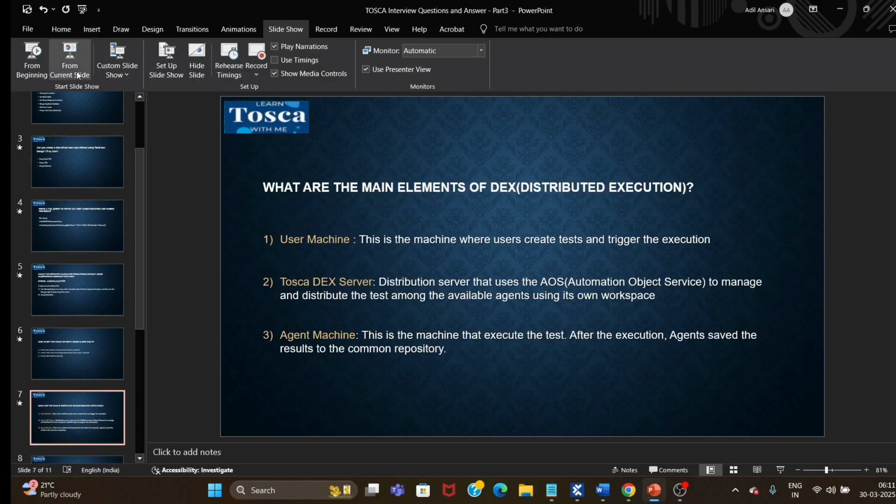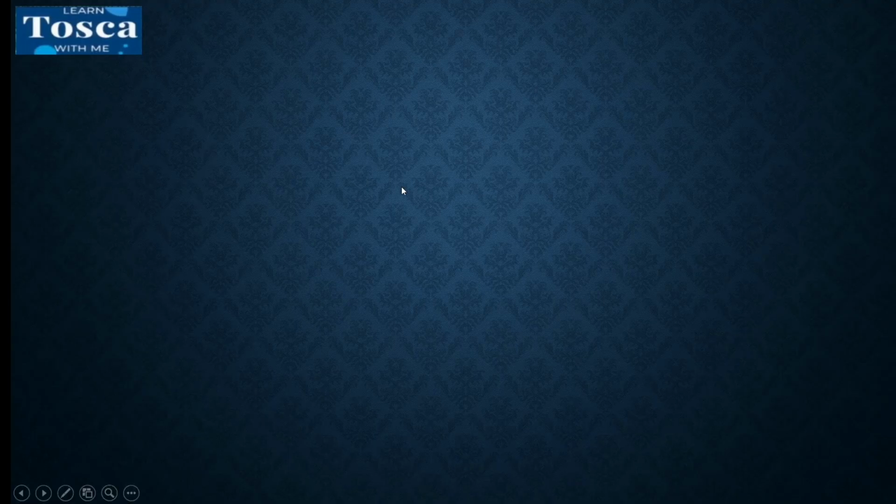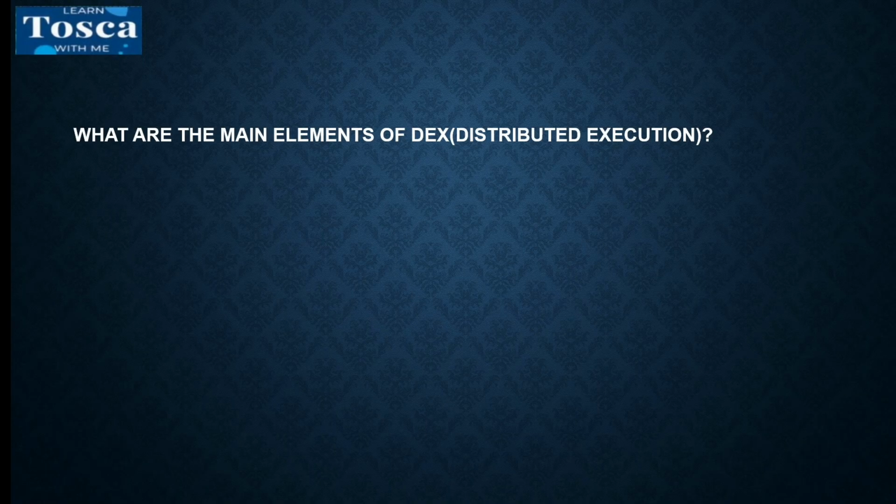Let's go to our next question. The next question is, what are the main elements of DEX, which is distributed execution? You might be aware of DEX. DEX is basically used to distribute our execution to speed it up. If we have around 1,000 or 2,000 cases and less time to execute, then we can make use of DEX, which will execute our test cases in parallel on different agent machines.